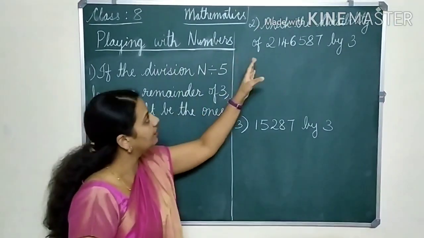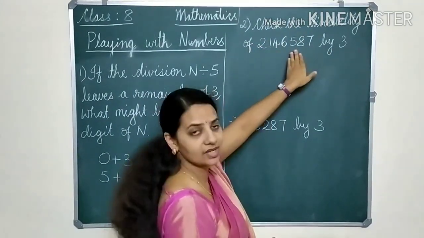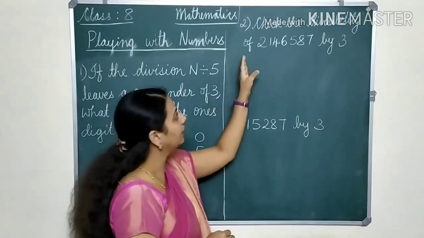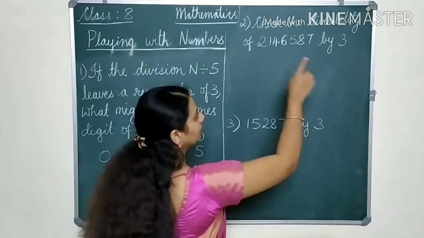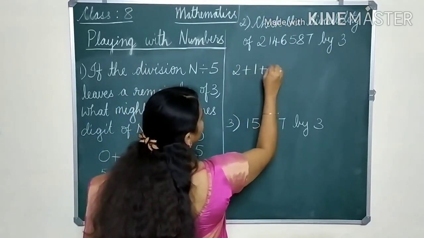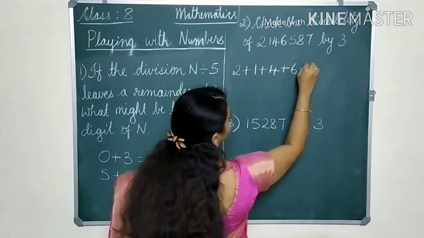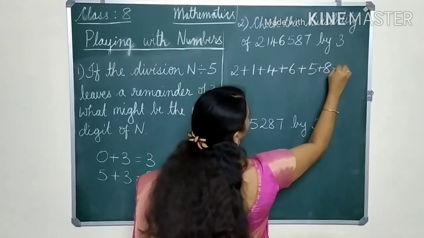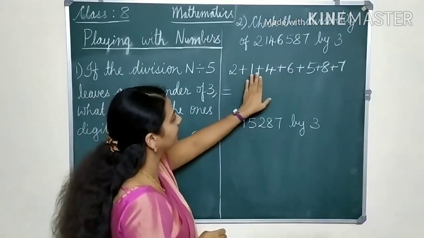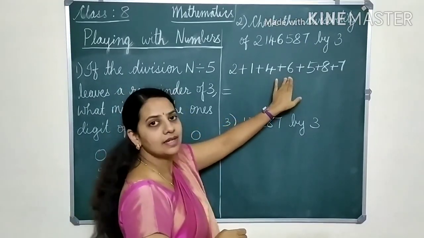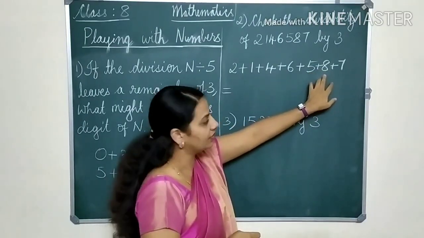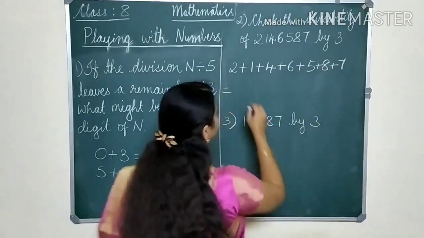Now coming to this example, check the divisibility of this large number by 3. First, what is the first step? We have to add all the digits of this number to do the divisibility test. So we will add 2 plus 1 plus 4 plus 6 plus 5 plus 8 plus 7. So how much is this? 2 plus 1, 3, 3 plus 4, 7, 7 plus 6, 13, 13 plus 5, 18, 18 plus 8, 26, 26 plus 7 is 33.